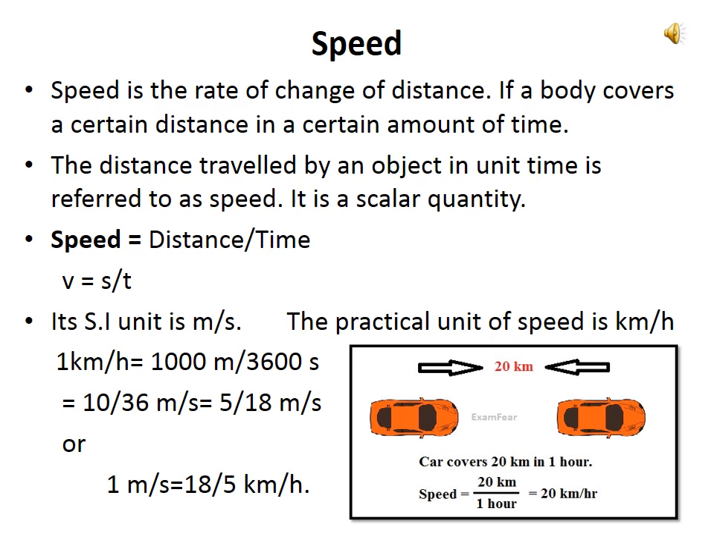How can we convert 1 kilometer per hour into the corresponding SI unit? What is the SI unit? Meter per second. 1 kilometer per hour is equal to 1000 meters per 3600 seconds: 1 kilometer is 1000 meters, 1 hour is 3600 seconds. So it will be equal to 10 by 36, which is 5 by 18 meter per second. Or conversely, we can convert 1 meter per second into the corresponding value in kilometer per hour. That is equal to 18 by 5 kilometer per hour.